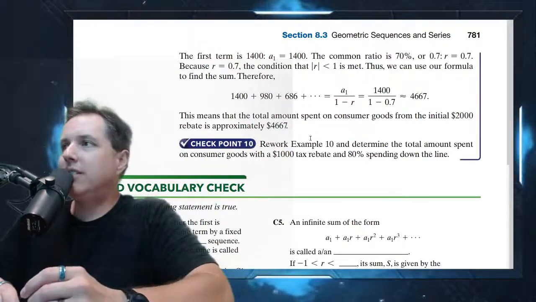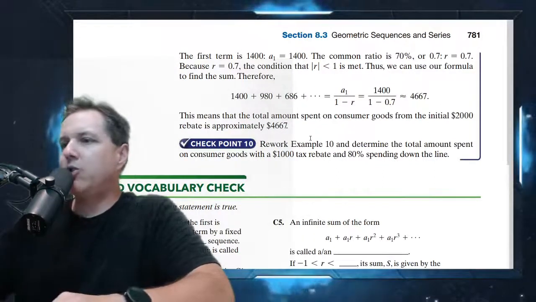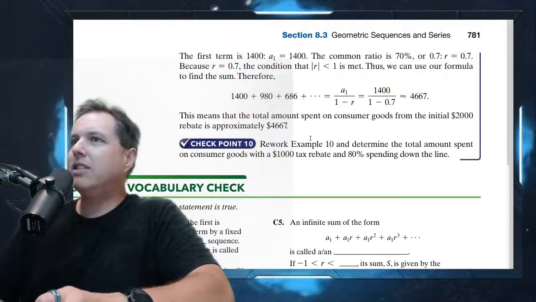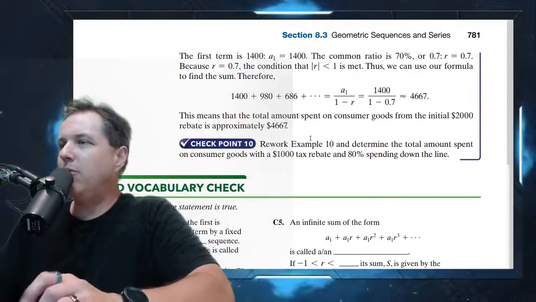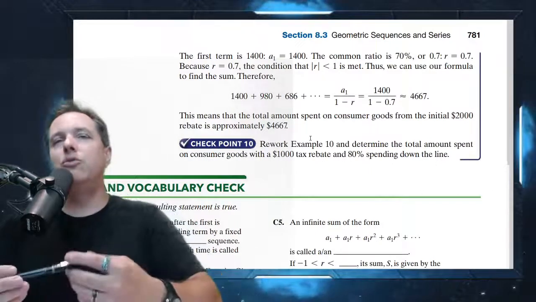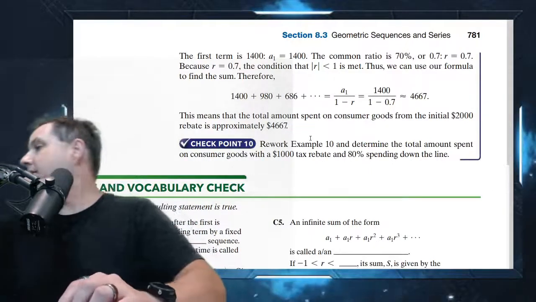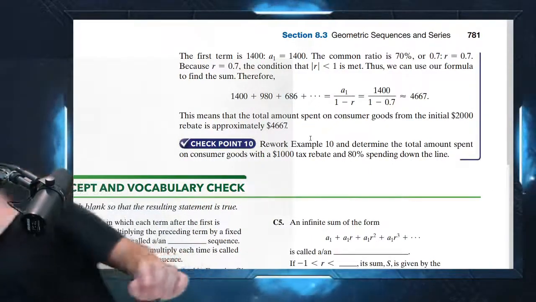And with the sequences and series, if you're ever stuck, just start writing out some terms and try to make sense of it along the way. Make sure the formulas are making sense to you as you use them, and then the actual mathematics should be fine.